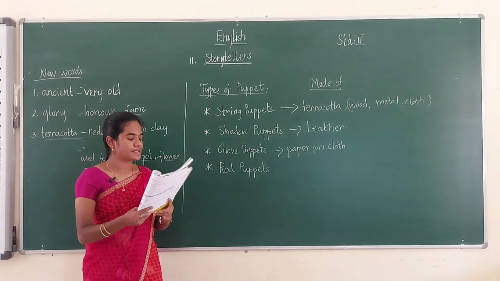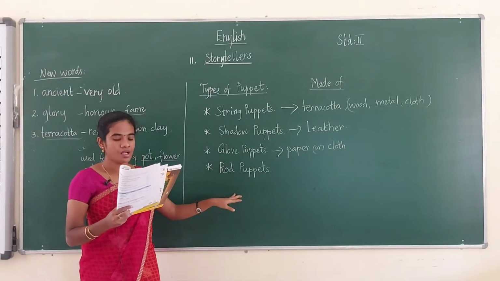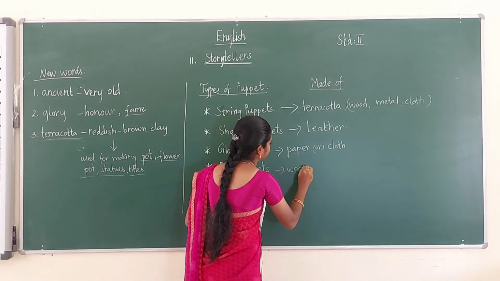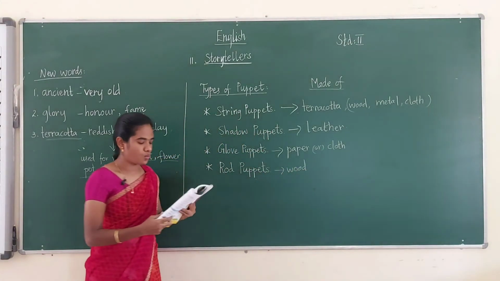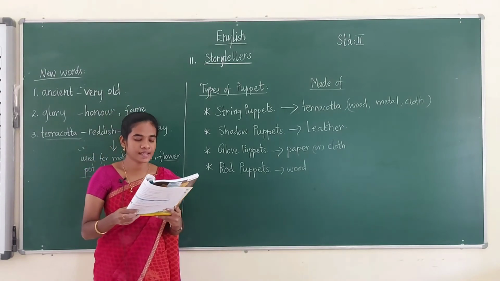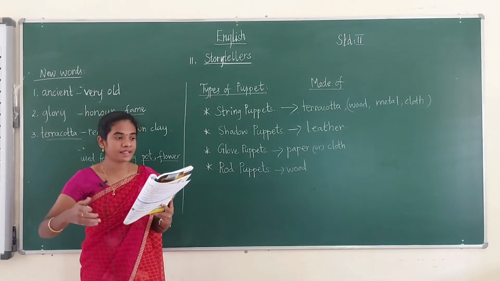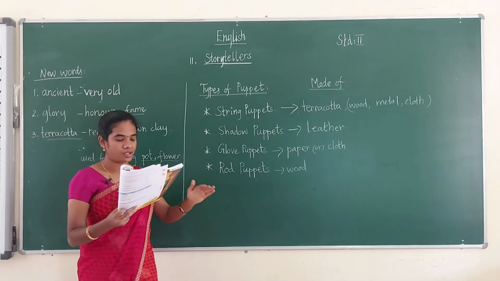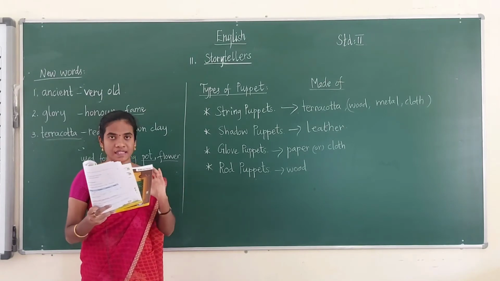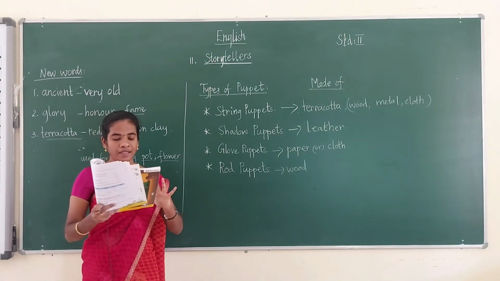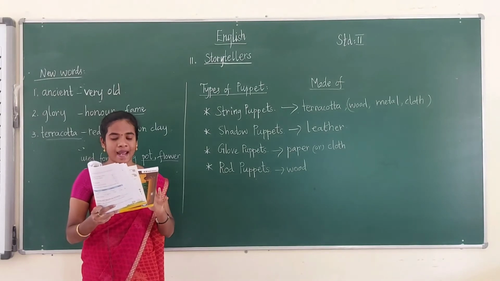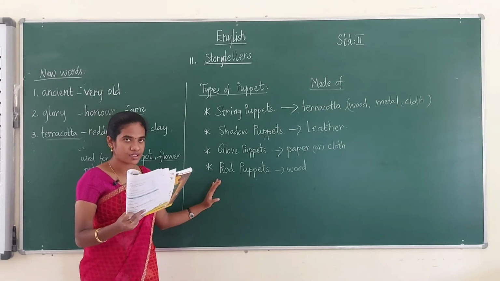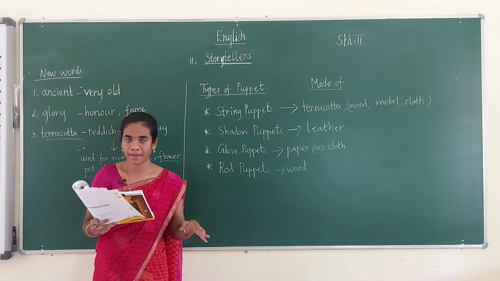So see, the last puppet is the rod puppet. Rod puppets are made of wood. Sticks and rods are fixed to them, fixed to the puppet. Now you see in this image, you can see very clearly, right? The puppet has sticks in his hands, on their sides. For this reason they got the name stick puppets, rod puppets.